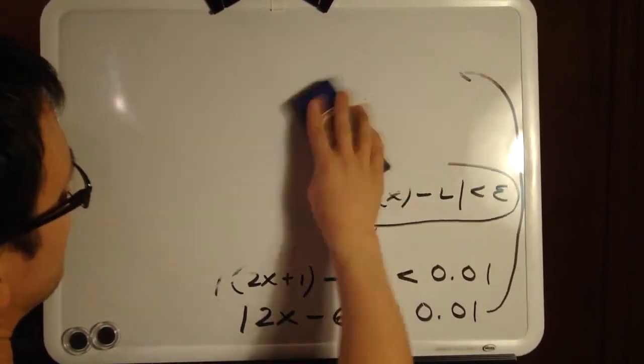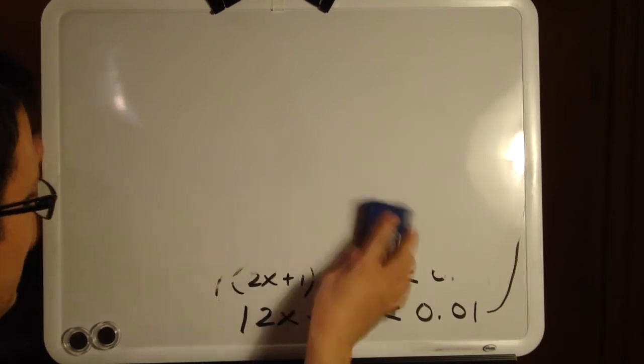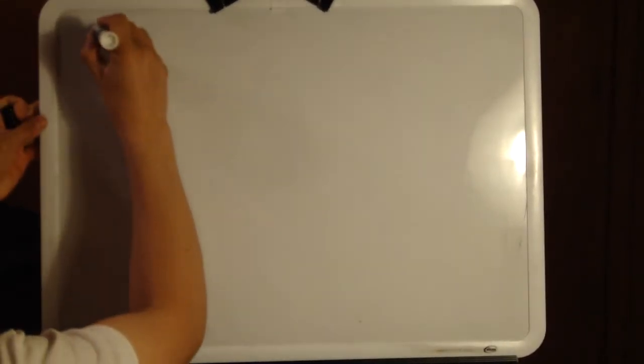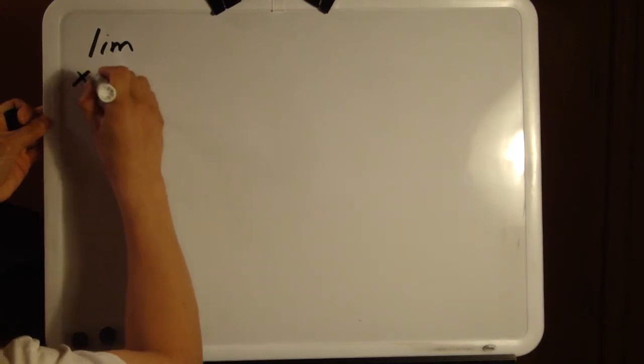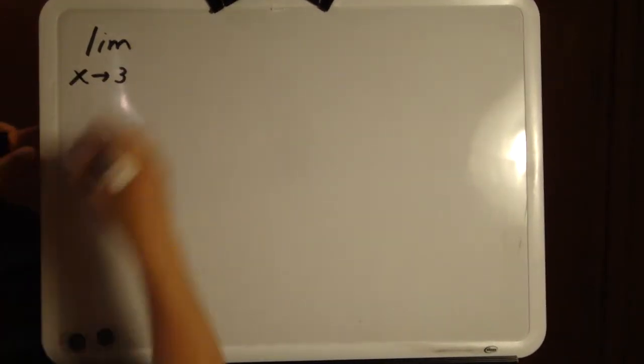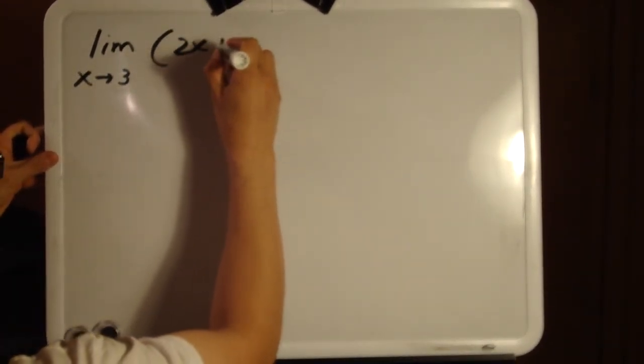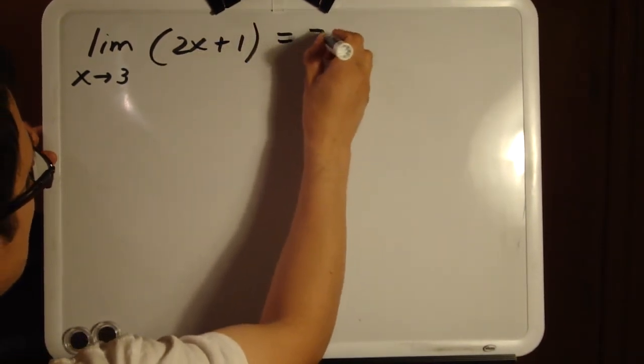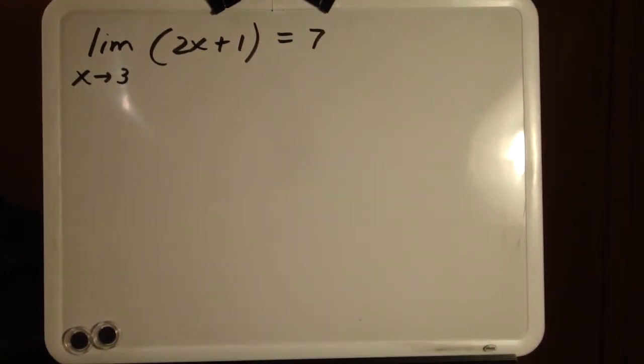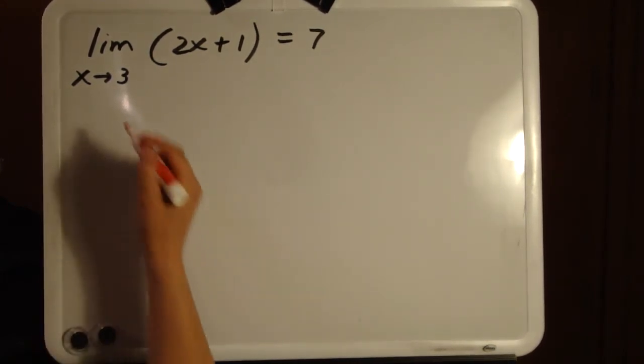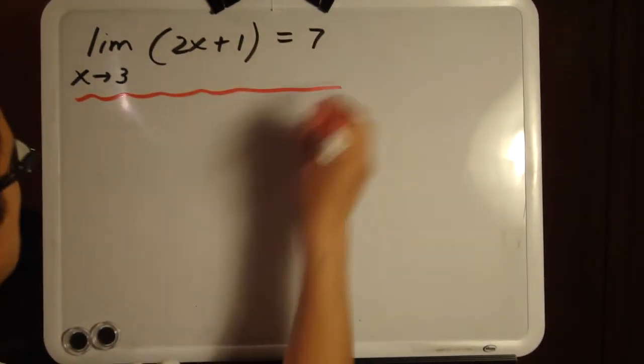Okay, so the last thing I would like to do here is to actually prove this mathematically so we can see what this looks like. So I'm going to come back to the statement: the limit as x approaches 3 of 2x plus 1 is equal to 7. What we're going to do is to actually prove this statement and see if we can go through a more general argument than what we were talking about in the last little exercise.